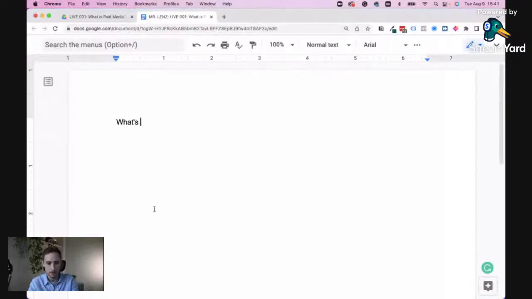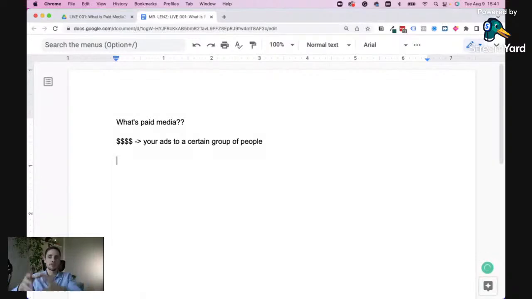Okay? So what is paid media? It's really spending money to show your ads to a certain group of people. The name is pretty straightforward. Paid media, you pay to put media in front of people.